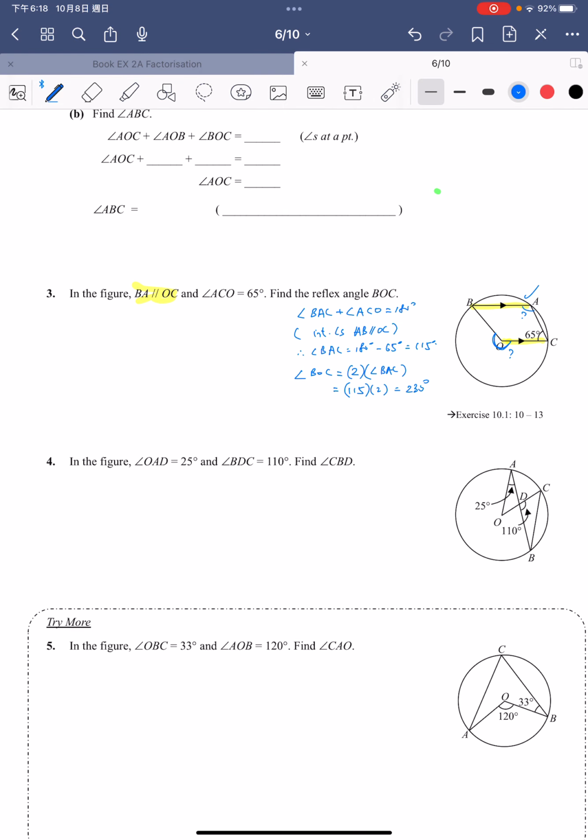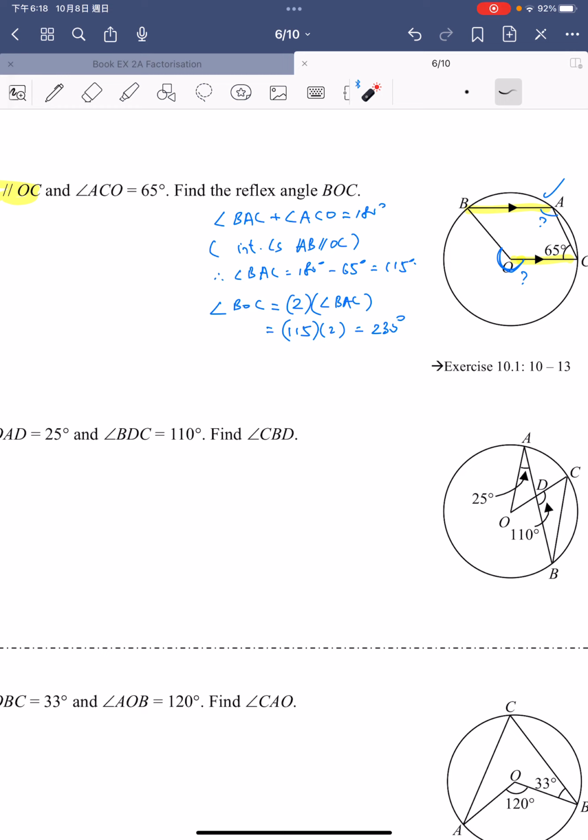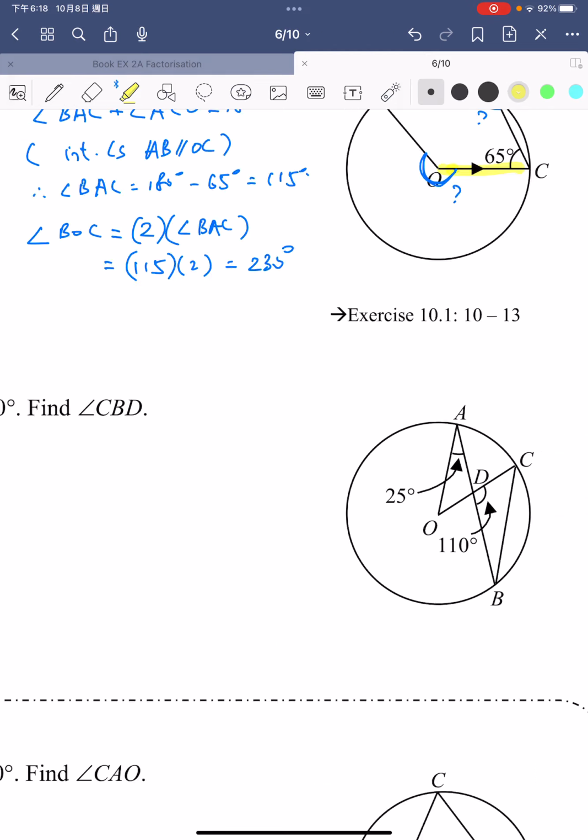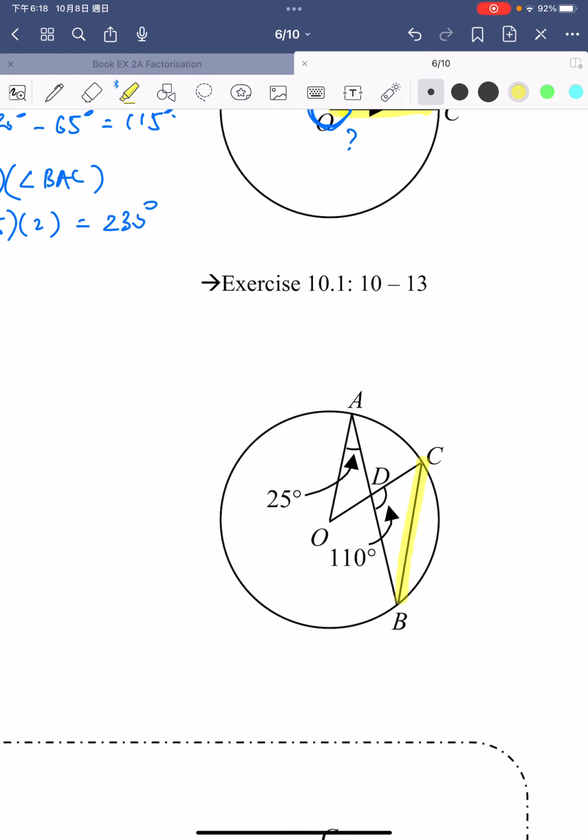So for question 4, now we have an angle OAD. This is 25 degrees, and this CDB or BDC is actually equal to 110. So the question is asking you to find out the angle of CBD. So CBD is something we want, so we highlight it and then give a question mark there. So now we can analyze this circle. So angle CBD is actually the same as the angle ABC, isn't it? And the angle ABC is actually watching the arc AC, and this arc is being watched by this angle AOC as well. And the angle AOC is the center angle, and the angle CBD is the circumference angle.